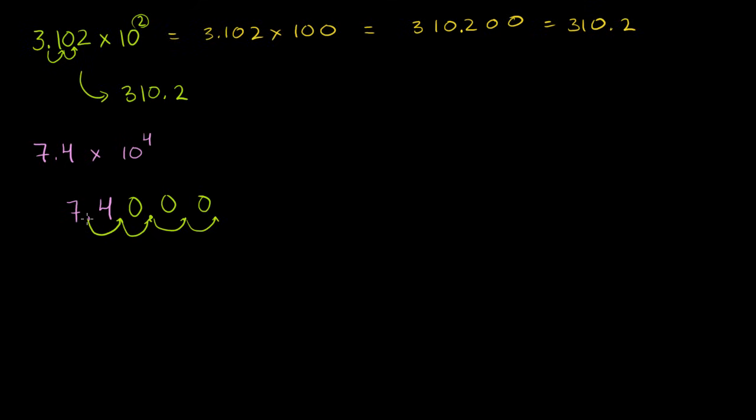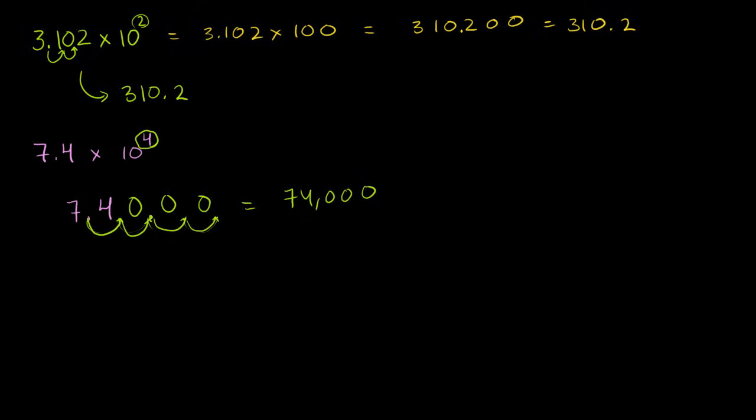Notice I just took this decimal, went 1, 2, 3, 4 spaces. So this is equal to 74,000. And when I had 74 and I had to shift the decimal 1 more to the right, I had to throw a 0 here. I'm multiplying it by 10. Another way to think about it is I need 4 spaces between the leading digit and the decimal. Right here I only have 1 space. I'll need 4 spaces. So 1, 2, 3, 4.